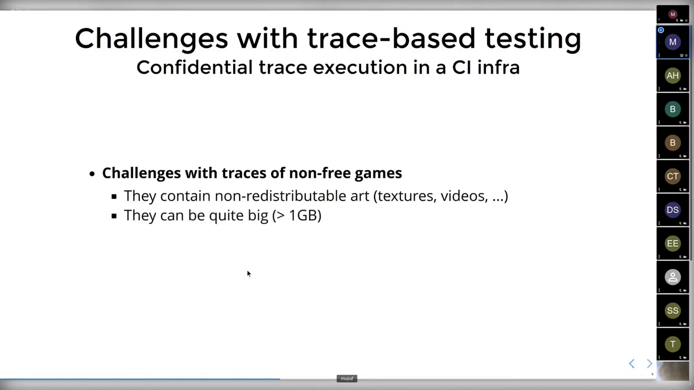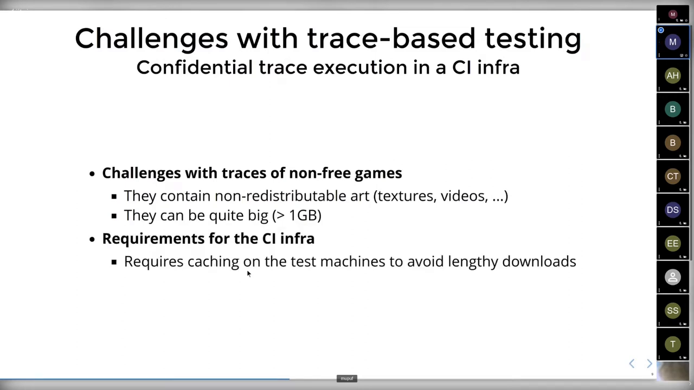So the problem is that the traces can be quite big, over a gig is about average. And so if we have, let's say, 100 traces that we want to run, and they are all 1 gig, then it's going to take a while to download all your traces. So let's say over an hour, especially if you have multiple machines downloading from the same server. So what you want to do is cache these on the test machines so as you don't re-download it every time you start a job.